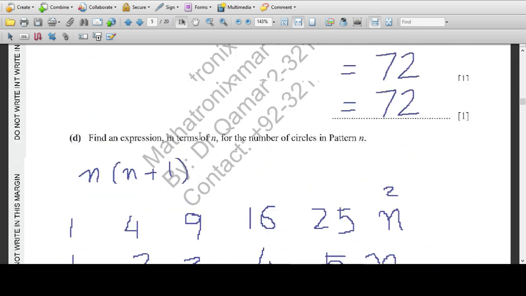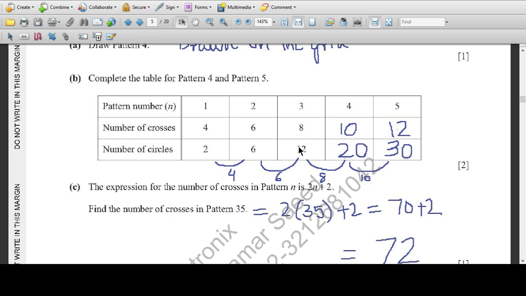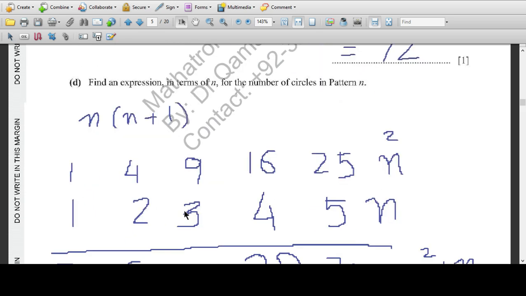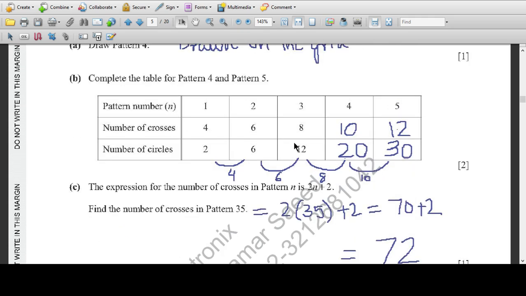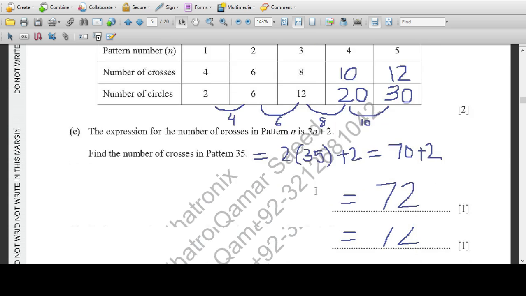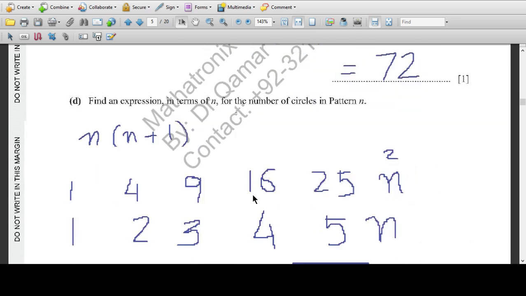After subtracting 9 from 12, we have 3. After subtracting 16 from 20, we have 4, and 25 plus 5 is 30. So this pattern is called n square, and the remaining 1, 2, 3, 4, 5 is n.